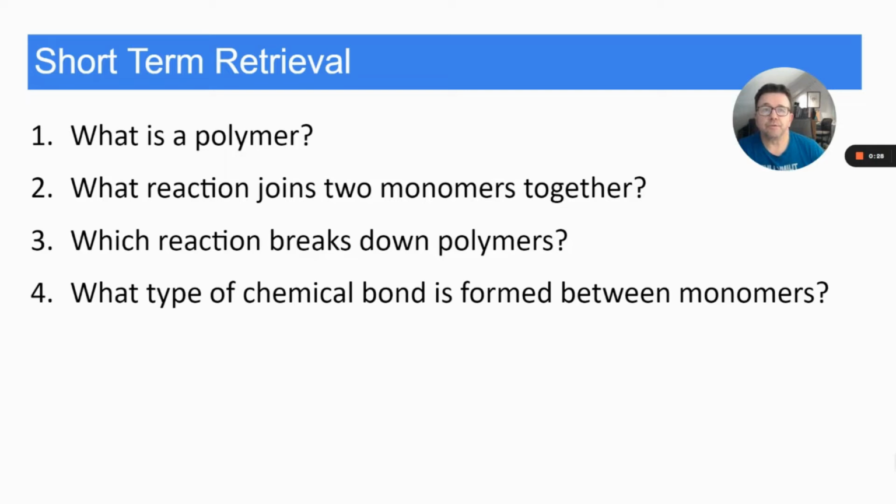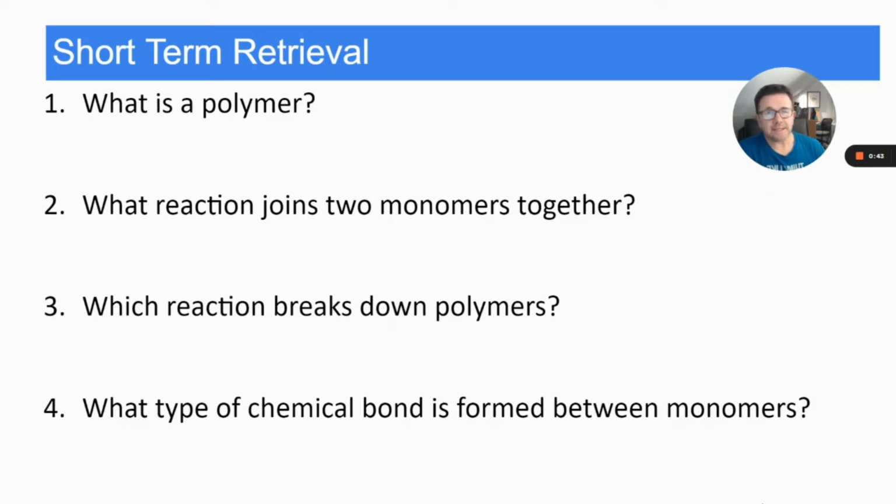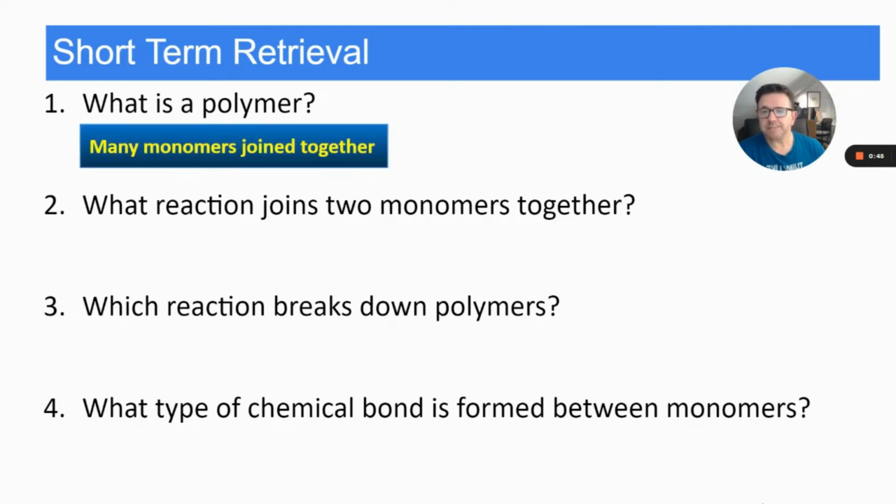Okay, so if you saw part 1, monomers and polymers, here's a bit of short-term retrieval. I'd like you to look at the questions, pause and answer. So what is a polymer? Well, it's many monomers joined together.